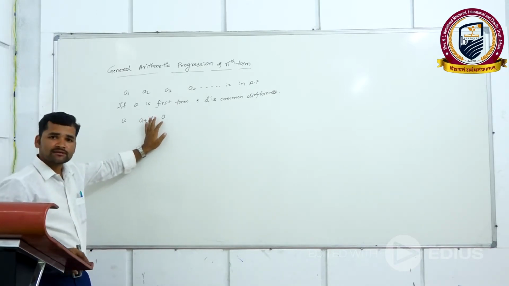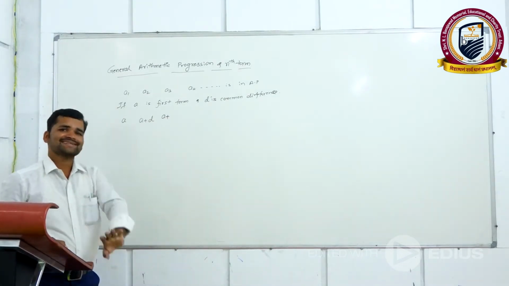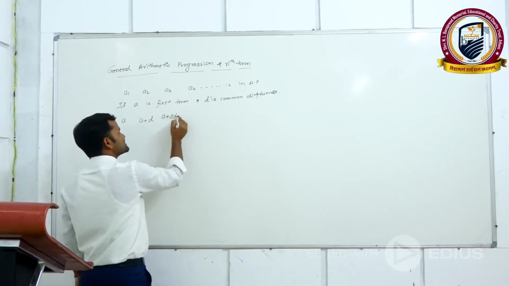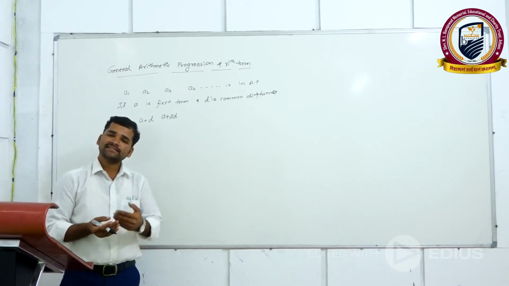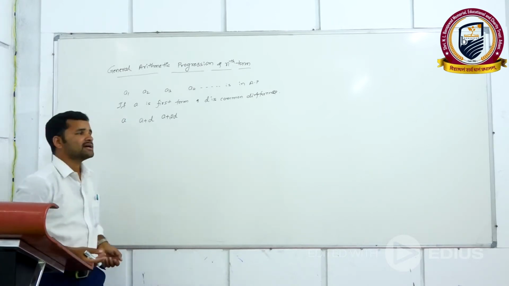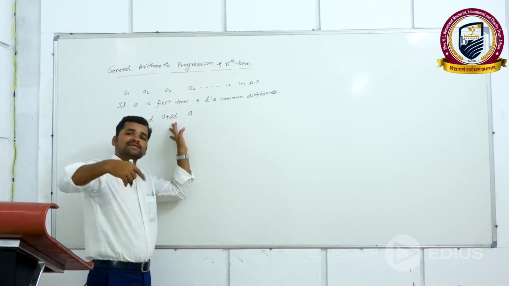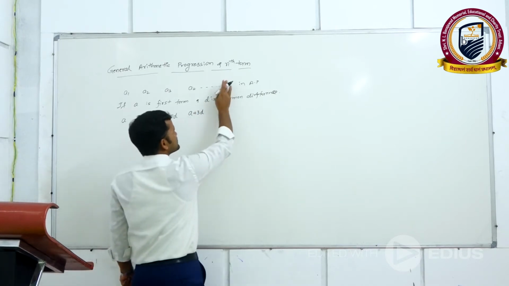What will be the third term? Third term will be a plus d plus d, which is nothing but a plus 2d. And how will you get the fourth term? By adding the common difference to the third term. That will be a plus 2d plus d, which is nothing but a plus 3d. Suppose there is an nth term.